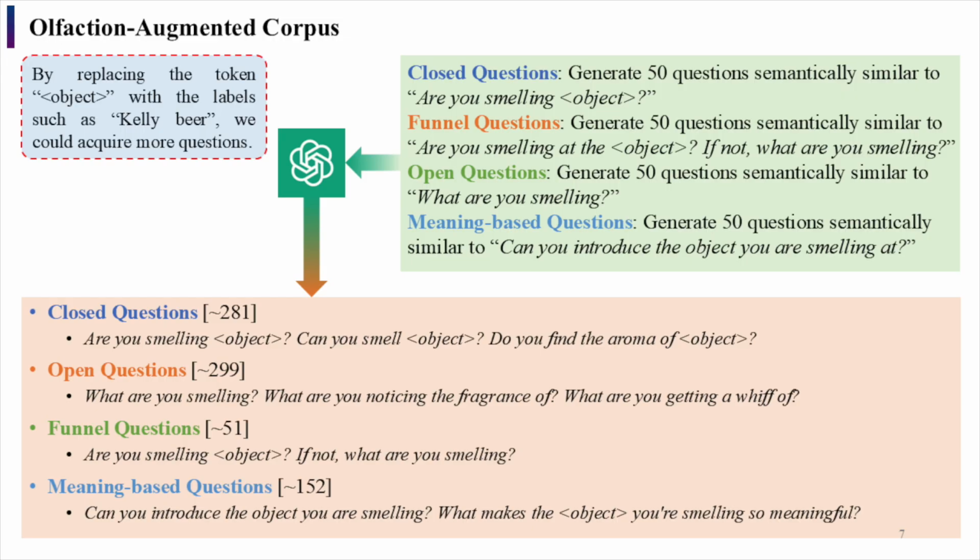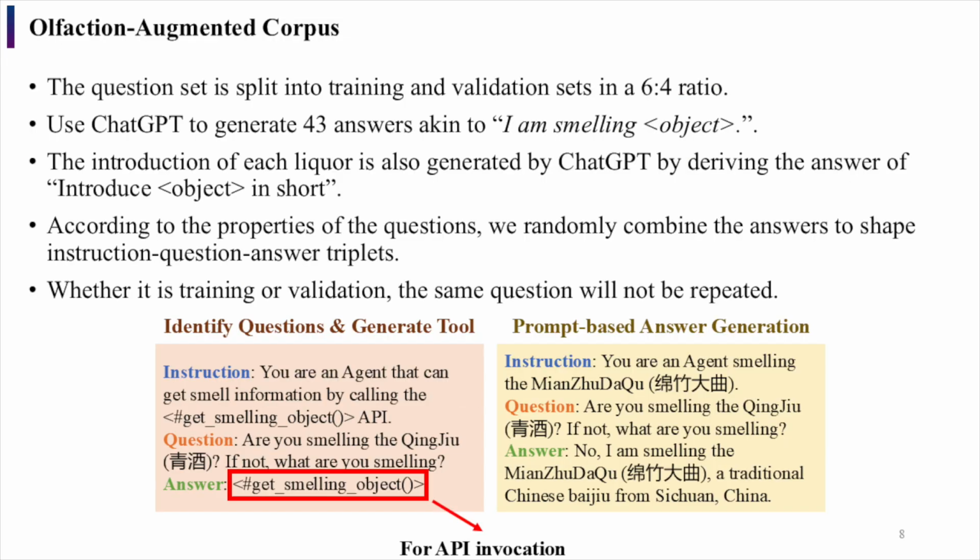We manually filtered all the questions generated. Finally, we got 281 closed questions, 299 open questions, 51 funnel questions, and 152 meaning-based questions. And to build a corpus, we first split the questions into training and validation sets in a 6:4 ratio.